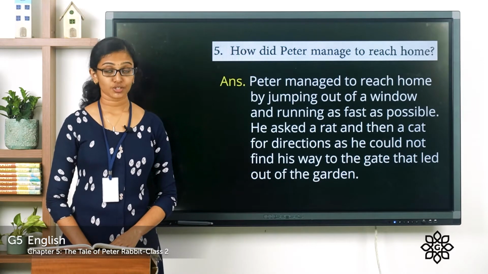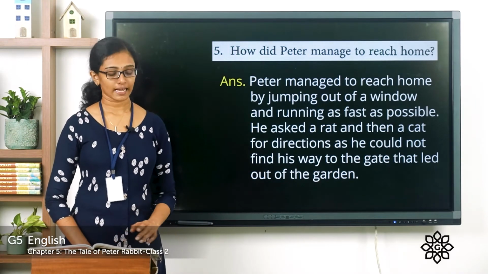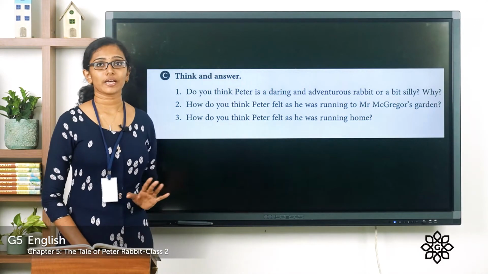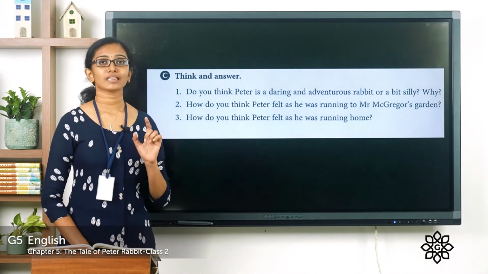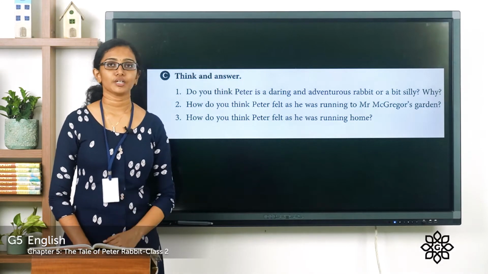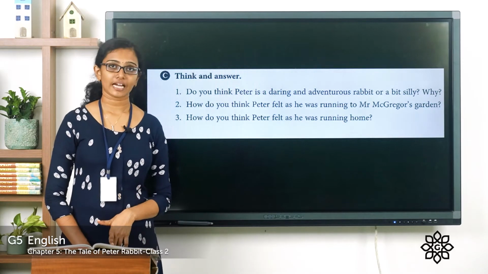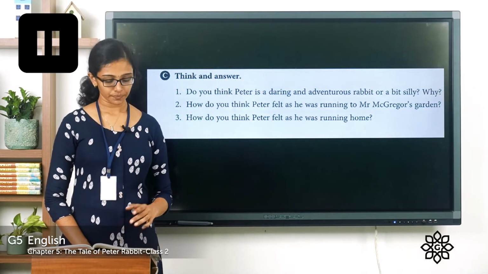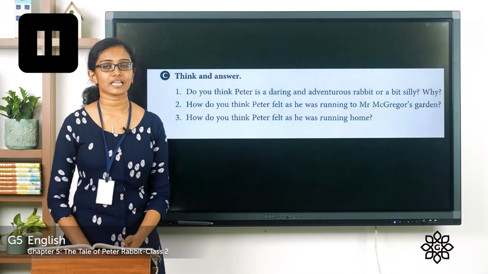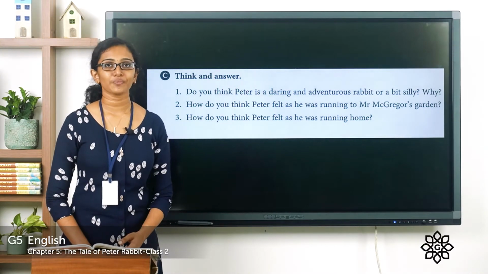Now the next section is section C, think and answer. And you can see 3 questions here. Go through each question carefully and think of what could be the answer. You can even note down your answer in your notebook. So you do this as an activity now. Please pause the video, finish it and come back. Then I'll share my thoughts on these answers. Hope you are done with that.